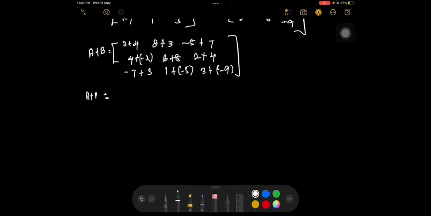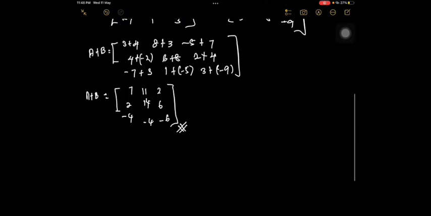So for the final answer for this, we will get 7, 11, 2, 2, 14, 6, negative 4, negative 4 and negative 6. So this is the final answer for 3 times 3 matrix for adding. Okay.